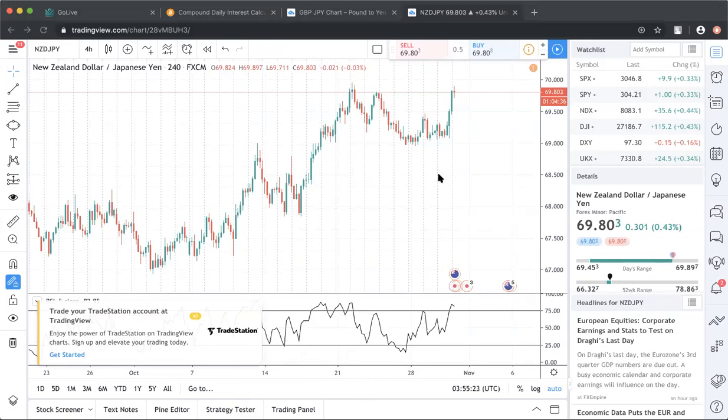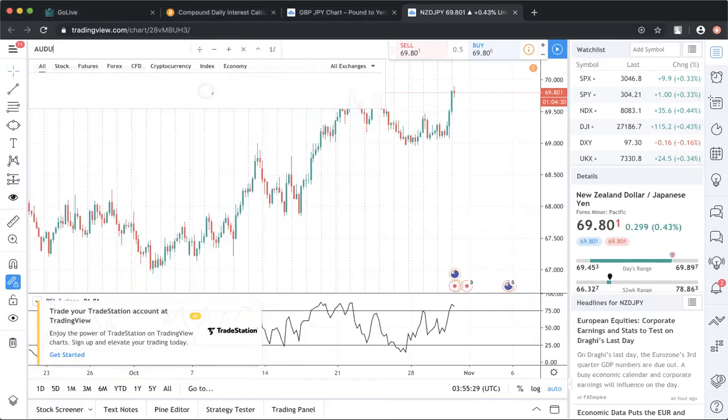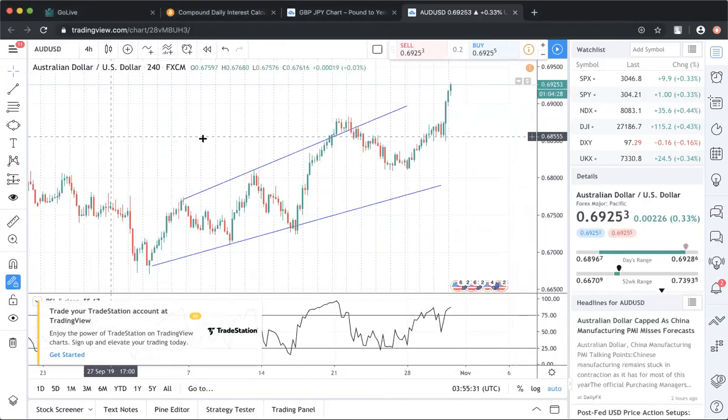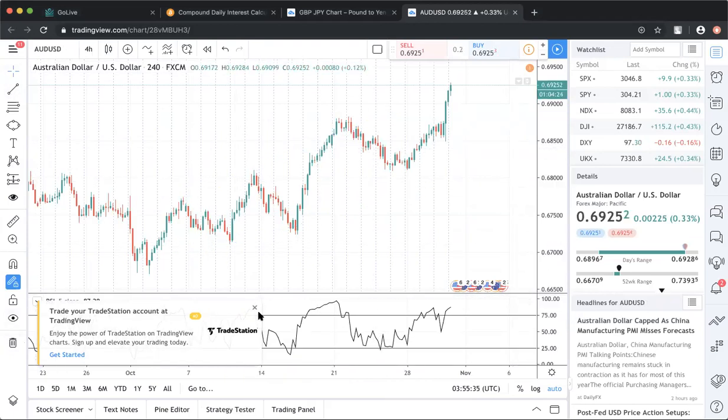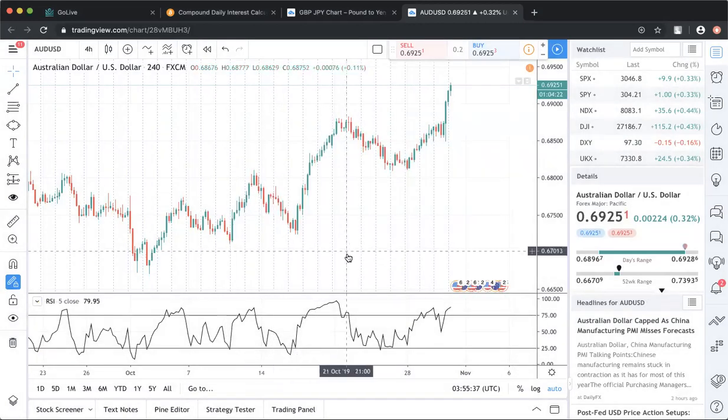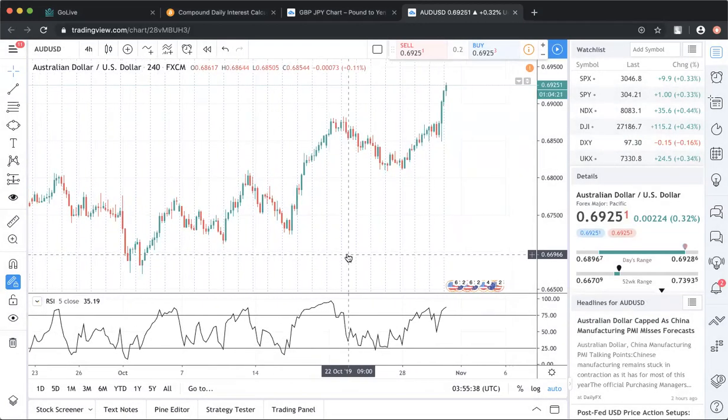AUD USD. AUD USD moves slow. Let me see. AUD USD is the perfect pair for somebody who's a beginner. So let's find divergence. Wow. Okay. I see you.